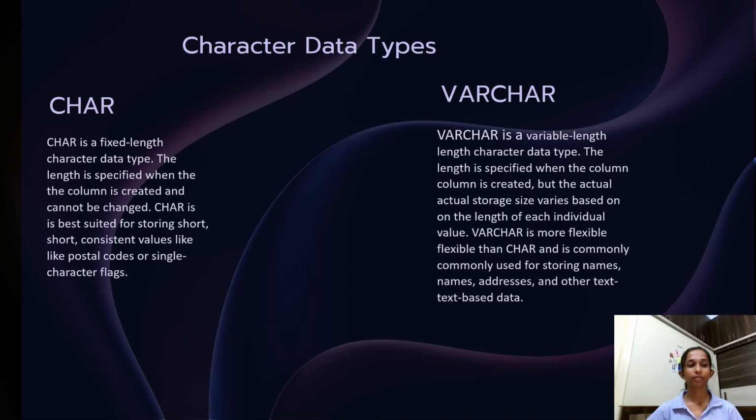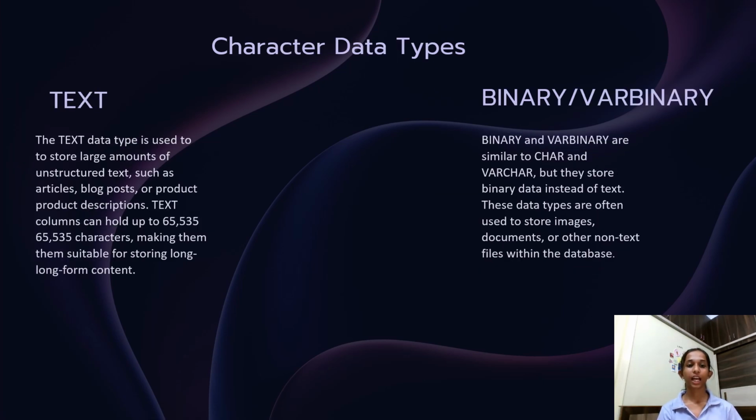Text. The text data type is used to store large amounts of data or unstructured text, such as articles, blog posts, or product descriptions. Text columns can hold up to 65,535 characters, making them suitable for storing large-form content. Binary. Binary or varbinary are similar to char and varchar, but they store binary data instead of text. These data types are used to store images, documents, text, or non-text files within the database.